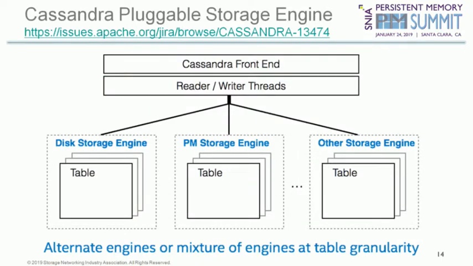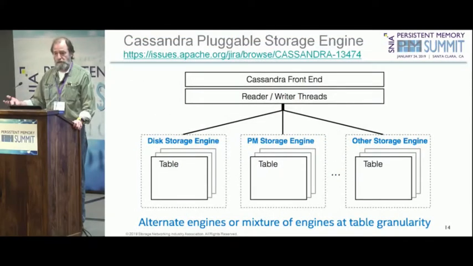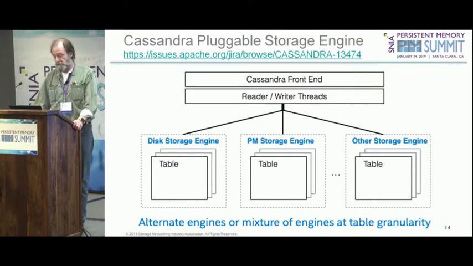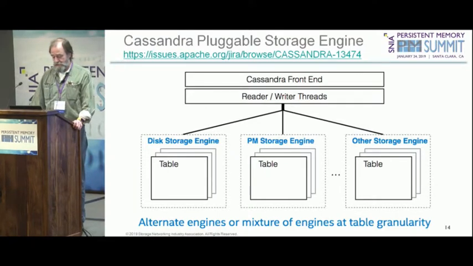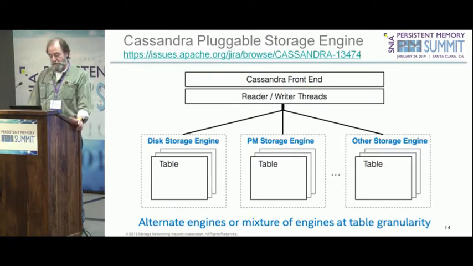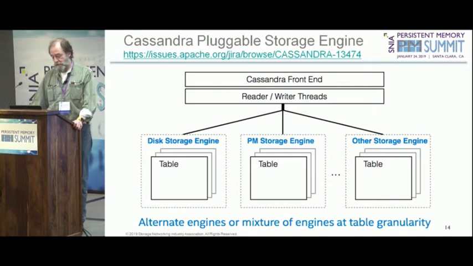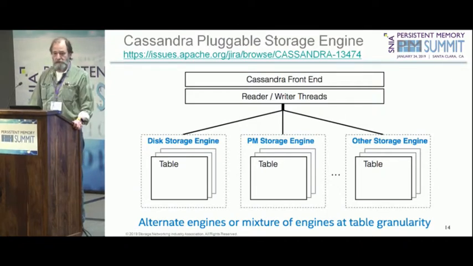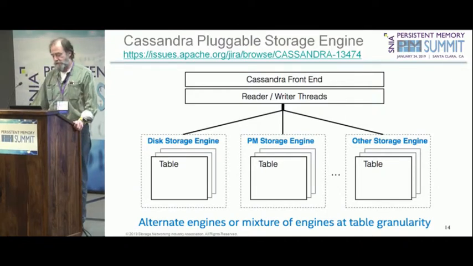So this is that pluggable storage engine API in a diagrammatic form. The front end of Cassandra, the processing of requests, and a pool of reader and writer threads that actually submit the work to a storage layer is unchanged. And this dotted box around each one of these modules below would represent that API. And you could have a disk API that implements this and a persistent memory instance that implements that API.